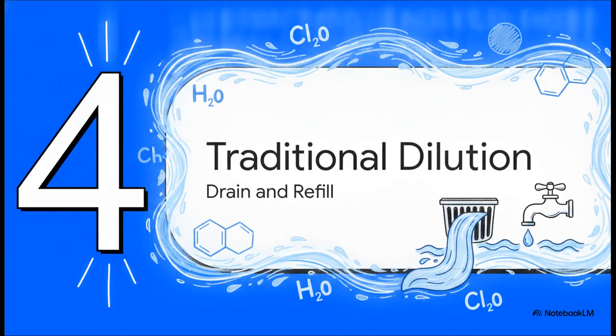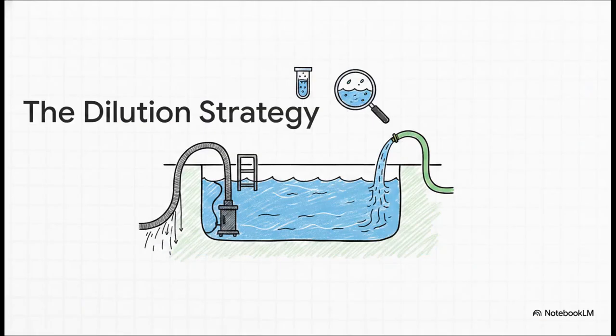Section 4. The traditional dilution method. The tried and true method is the dilution strategy. Dilution is literally the simplest and most foolproof method out there. First, test your CYA levels so you know your starting point. You're really aiming for an ideal range of 30 to 50 parts per million.